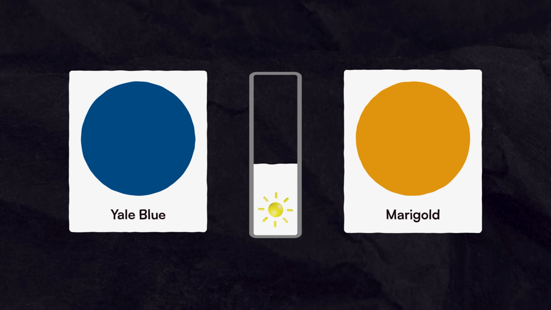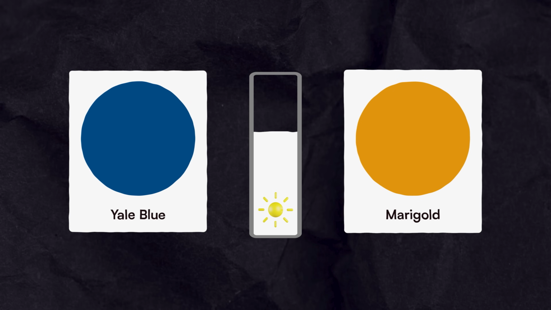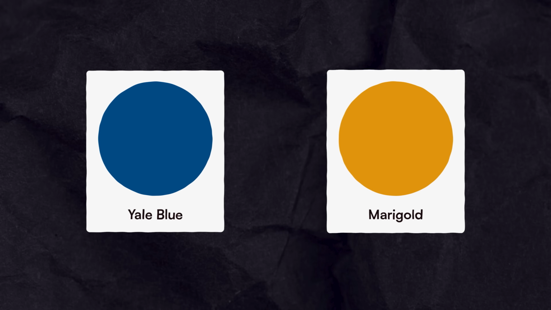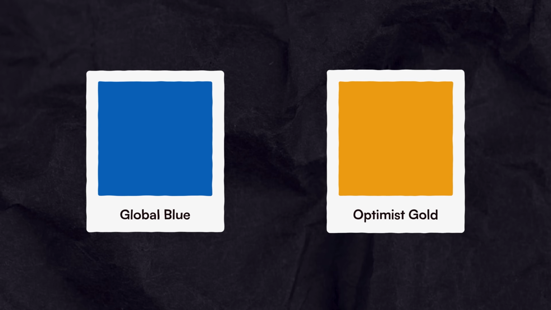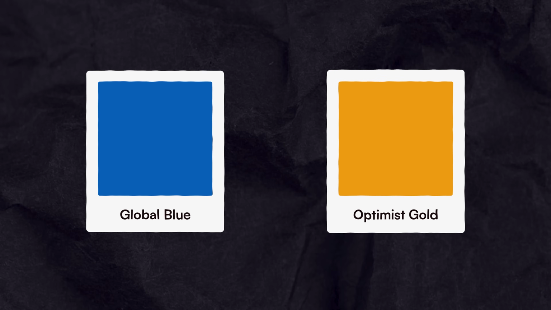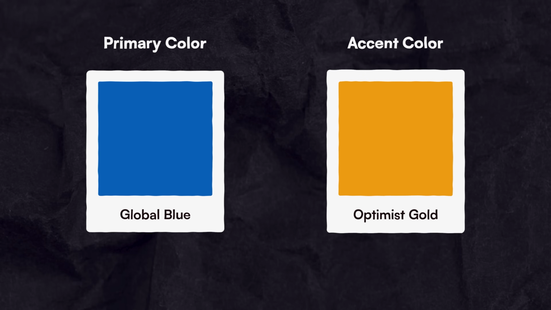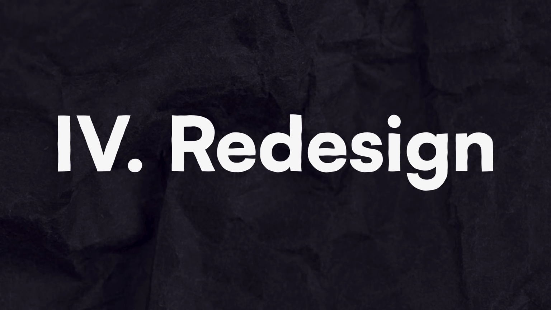I have brightened both colors to address this while staying close to the brand's identity. This subtle change infuses optimism, warmth, and vibrancy into the design. The Yale blue transitions into global blue and marigold evolves into optimist gold. These updated colors create a balanced and inviting palette, with global blue as the primary color and optimist gold as the accent color. Now that we have finalized the fonts and colors, let's dive into the redesign.